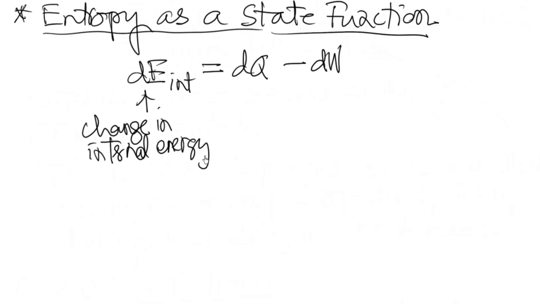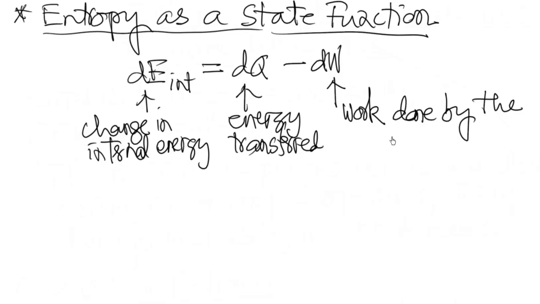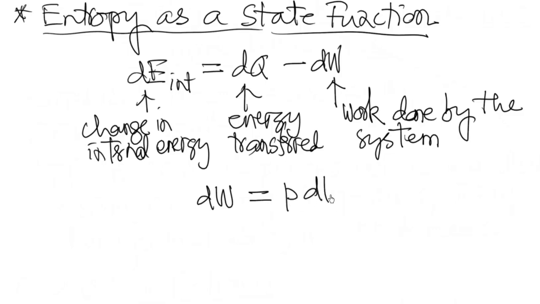dE internal is a very small quantity, and dQ is the energy transferred as heat to or from the gas, and dW is the work done by the gas. This is the first law of thermodynamics. We call the system the gas. Because the steps are reversible with the gas in an equilibrium state, we know that dW is P into dV, and also we know that dE internal is equal to n C_V into dT.